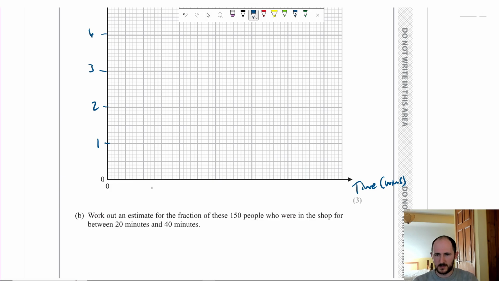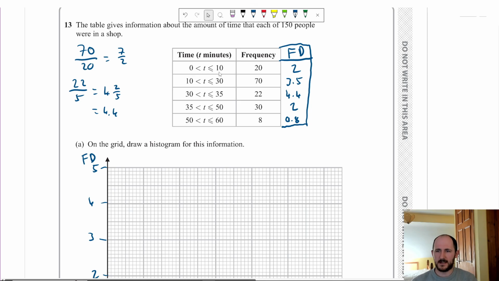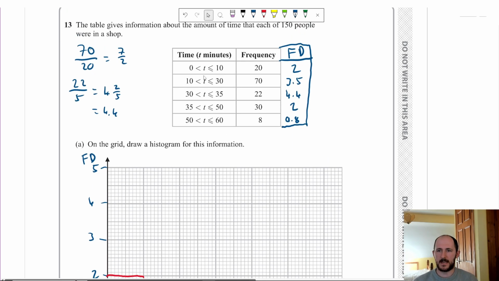How many boxes do we have? We have 1, 2, 3, 4, 5, 6. So we could go up in tens, which again is lovely. 30, 40, 50, and 60. So again, this is the one that looks similar to a bar chart. So from 0 and 10, we're going to go up to 2. So essentially, you draw the bar coming off of the y-axis up until 10. You draw it coming down. Ooh, that looks nice.